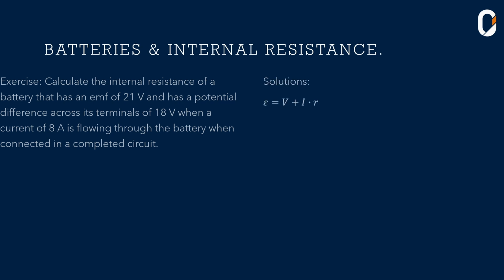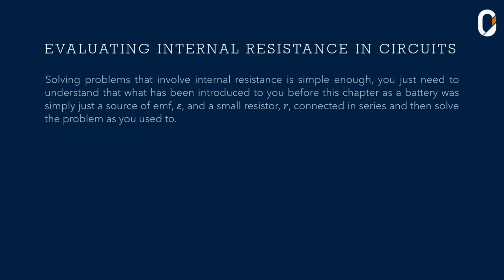First, we're going to introduce our formula. E equals V plus Ir. EMF is equal to external voltage plus internal voltage. Substituting in my values, I will have 21 equals 18 plus 8r. Solving for r, I will have 3 equals 8r, and dividing both sides by 8, I will have an internal resistance value of 0.375 ohms.